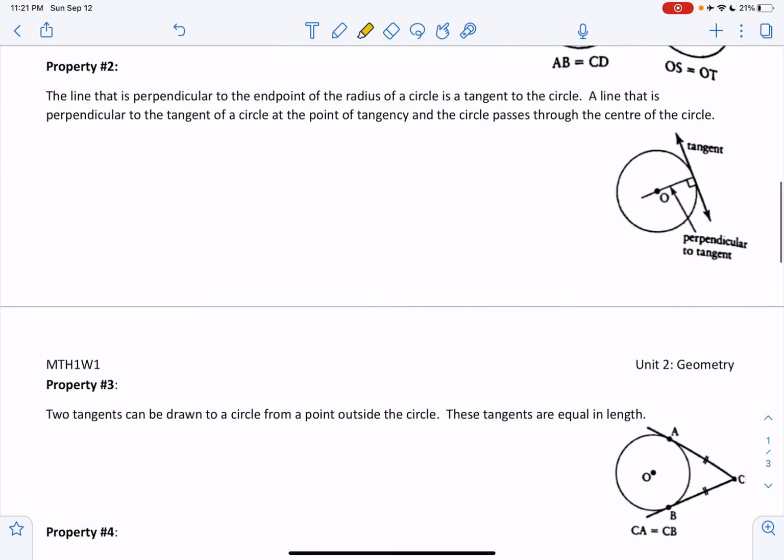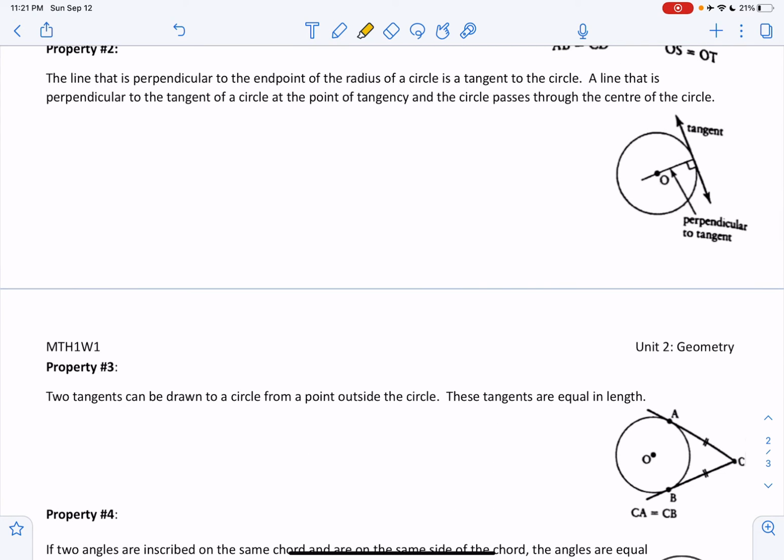Let's look at another property. The line that's perpendicular to the end point of the radius of a circle is a tangent to the circle. A line that's perpendicular to the tangent of the circle, then that line must pass through the center. So this is a little wordy, so bear with me.